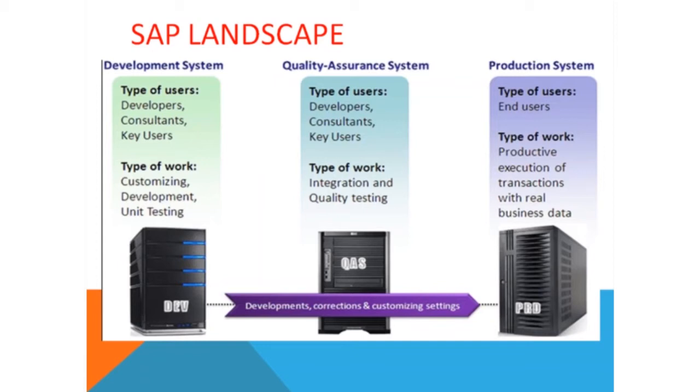Then you can see the development system. We have types of users: developer, consultant, key user, quality assurance, the same developer, consultant, and key user, and then the end user, who does productive execution of transactions with real-time business data. All the information is there, and this is how the transaction moves from development to production. So this way the path is given to you.